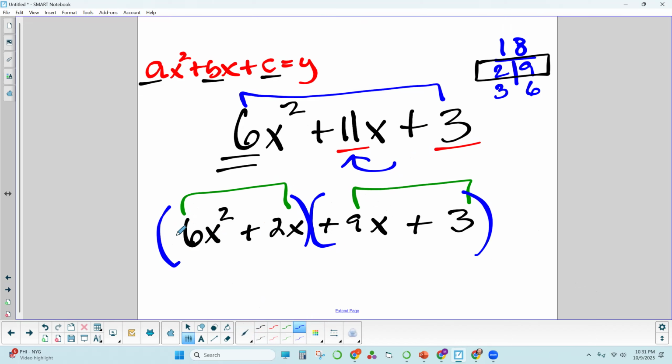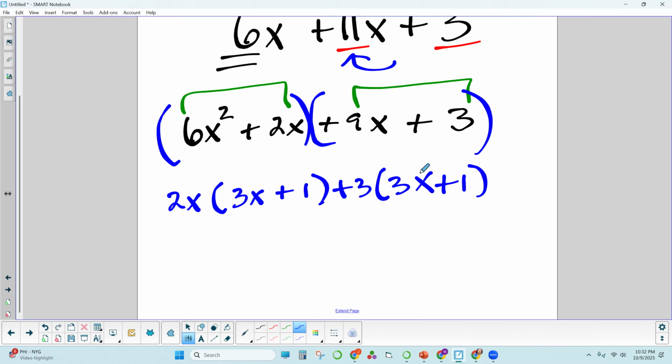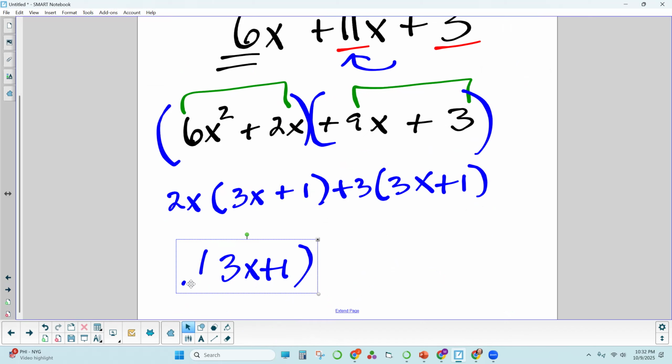Okay? So my GCF here is 2x, and that will leave me with 3x plus 1. Check it. Okay? And over here, I can pull out a 3. And that will leave me with 3x plus 1 as well. So we're looking good here. Two terms, we've got a common factor of 3x plus 1. So we'll take that out. And I am left with 2x plus 3.